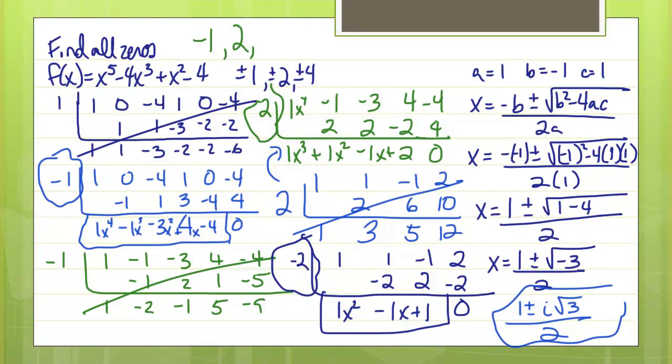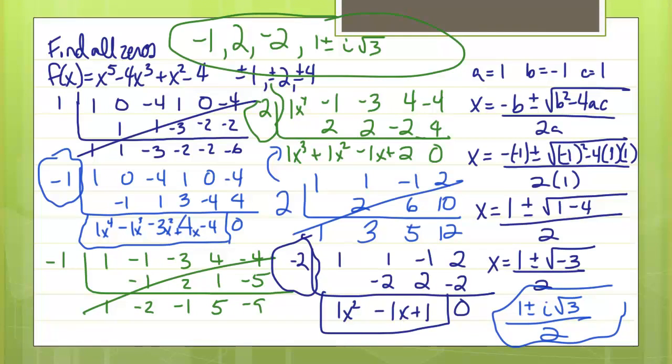I think I missed one. No. Okay, so we had -1, we had 2. I'm back up at the top of the page here, going to make my whole list. I had -1, I had 2, I had -2, so that was 3. And then 1 plus or minus i root 3 over 2. So those are my 5 solutions.